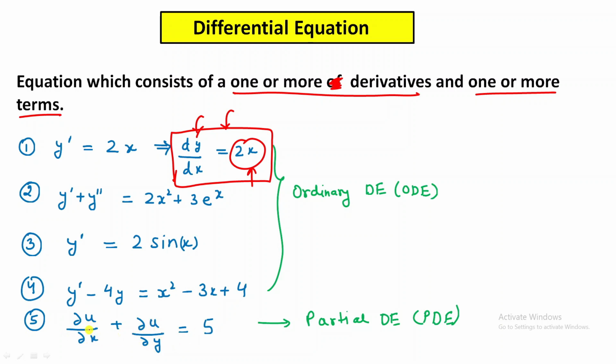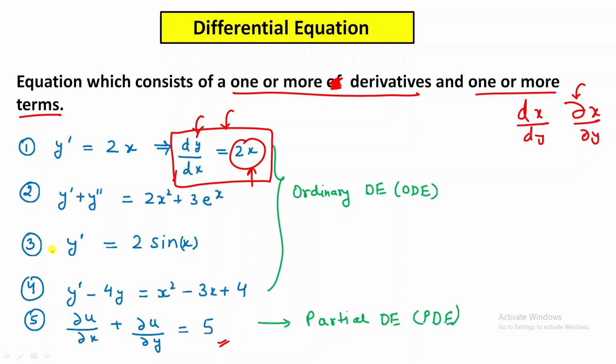Now I forgot to tell you that whenever we are finding partial differentiation, or partial derivatives, we will not write d of x upon dy. We will simply use the curly symbol, del of x upon del y. This is to show the difference between the normal derivative and the partial derivatives. So this is also a differential equation.